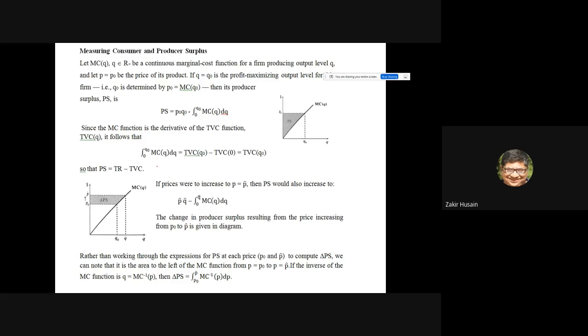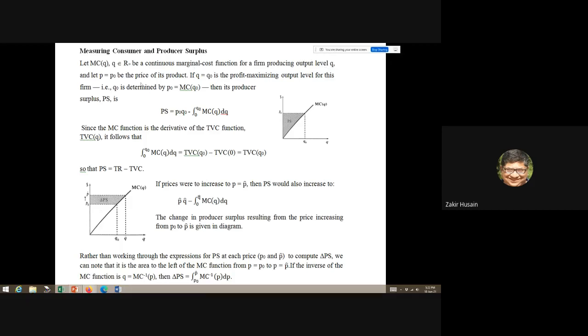Now how do we measure this? First we are focusing on producer surplus. Remember that marginal cost is the supply curve under perfect competition. So let marginal cost be a continuous function, and the price is P0. If you go to this MC curve, that means the firm will produce an amount equal to Q0. So what is the producer surplus? It is the shaded area.